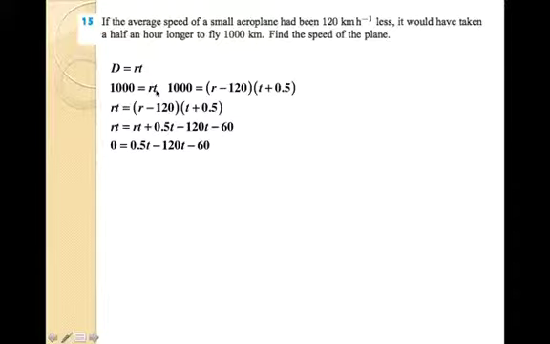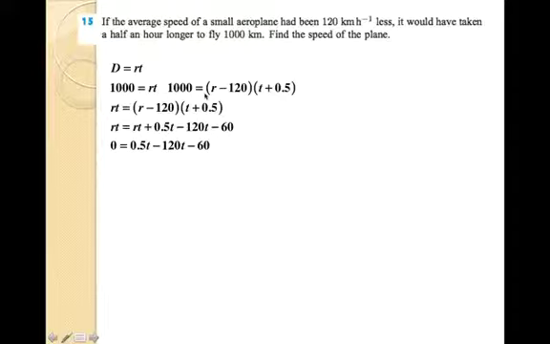And then there's a second run where it's the same distance, 1,000 kilometers, but this time we're going 120 kilometers per hour slower, and it's going to take a half an hour more to complete that 1,000 kilometers. So I've written those 2 equations here. Here's the original one, and here's the secondary one.